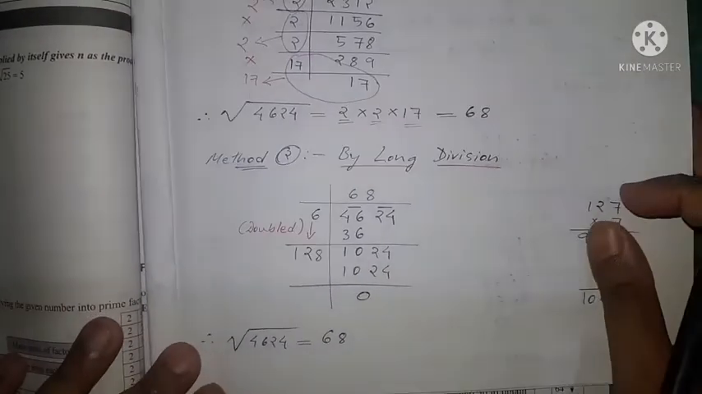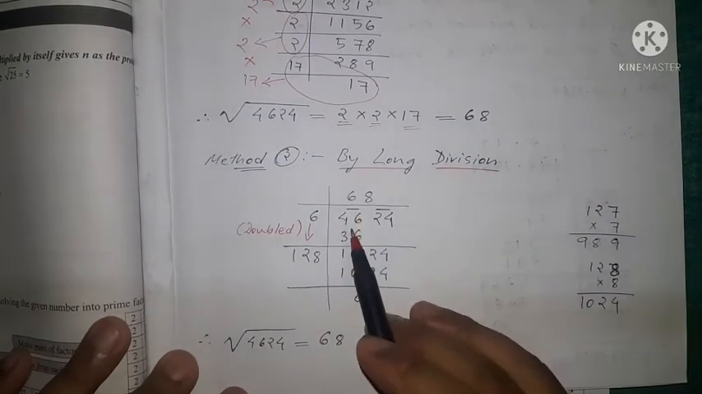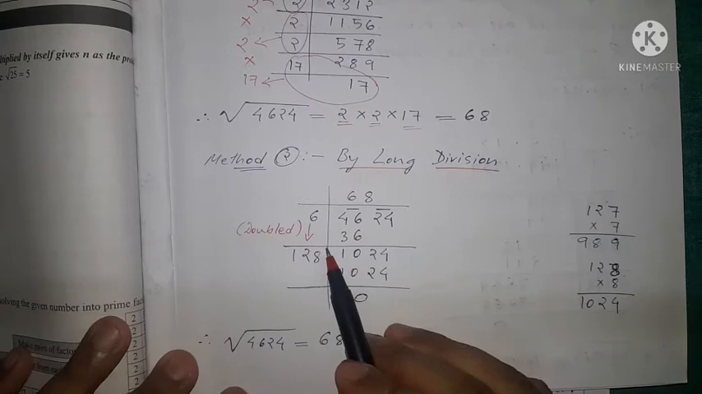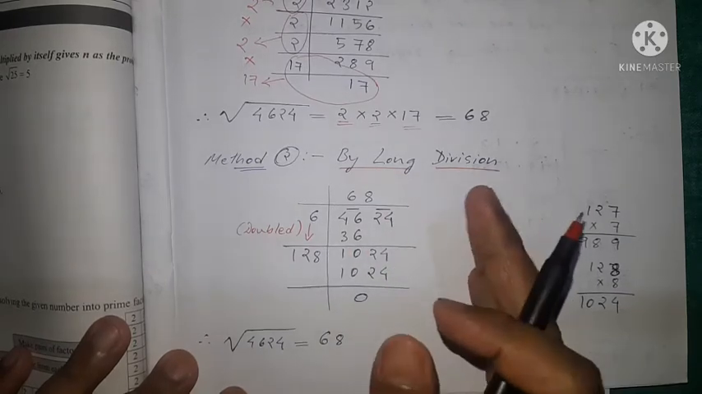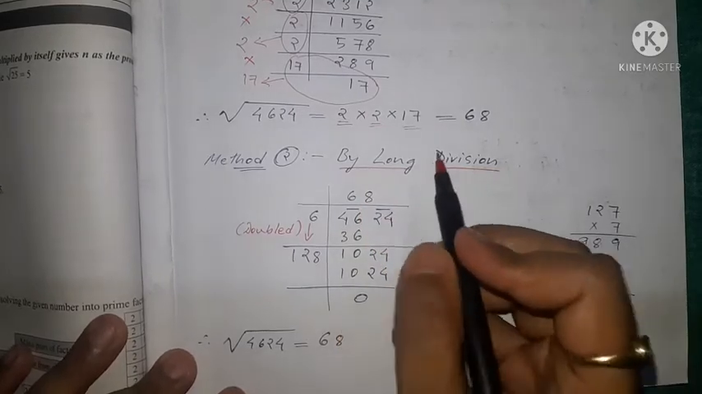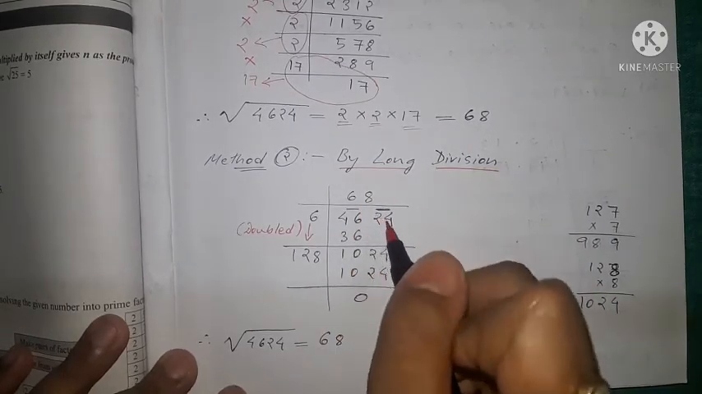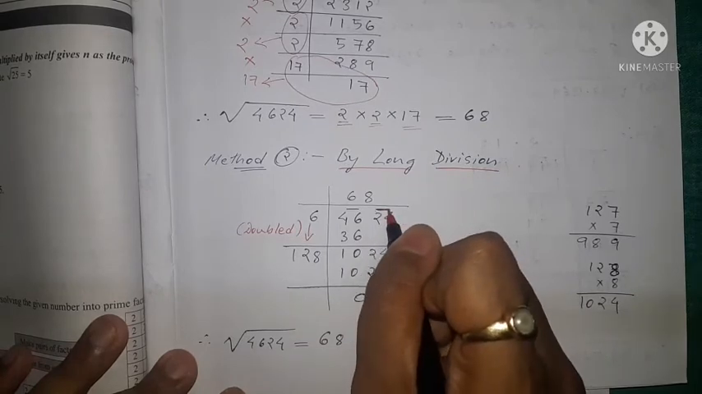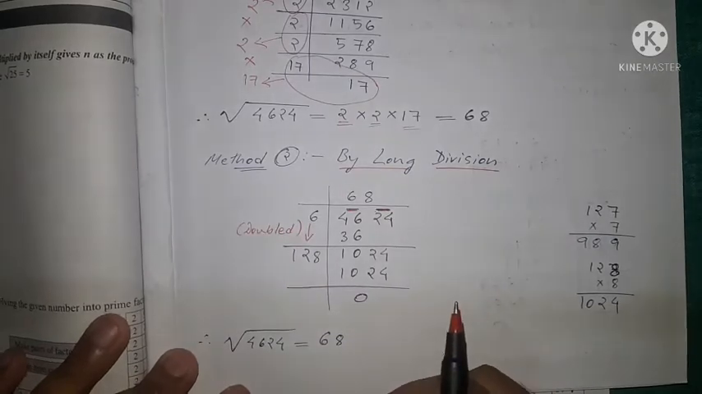The second method is the long division method. First we write this number, 4624, in this manner. Then we must make pairs from the right hand side, that is from the back side. This is the first pair, this is the second pair. So two pairs are there.